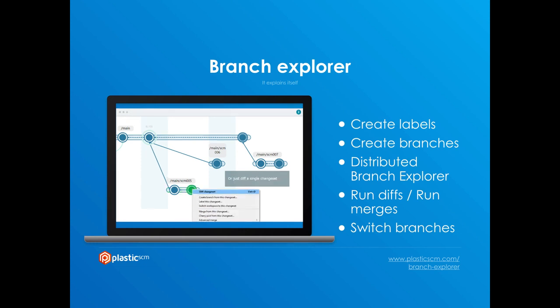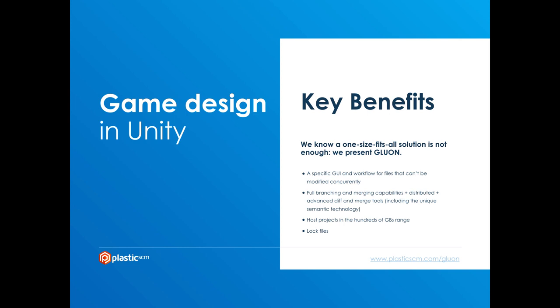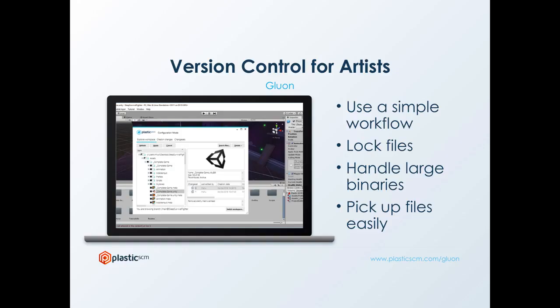So how can Plastic help game designers and artists? Well, we know a one-size-fits-all solution is just not enough for artists. That's why we designed Gluon. Gluon is a specific GUI and workflow that has been built to address artists' problems. All the branching and merging capabilities of Plastic are kept and run under the hood to keep artists focused on their jobs. Let's understand better how Gluon works in Unity.